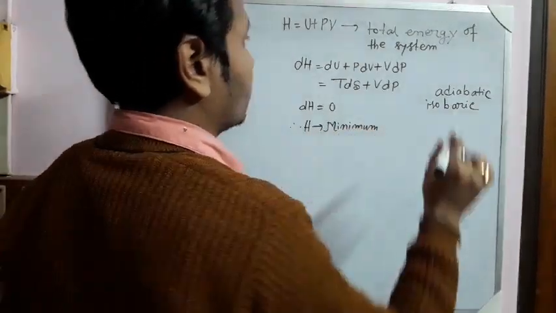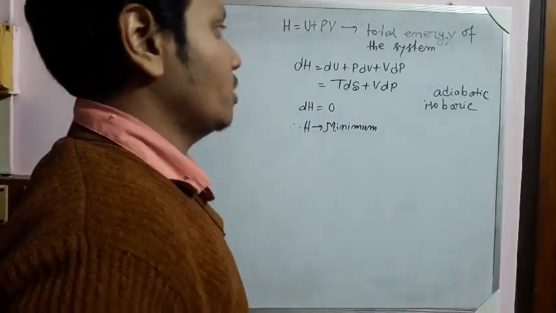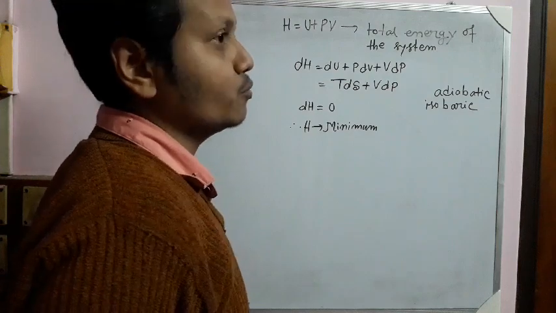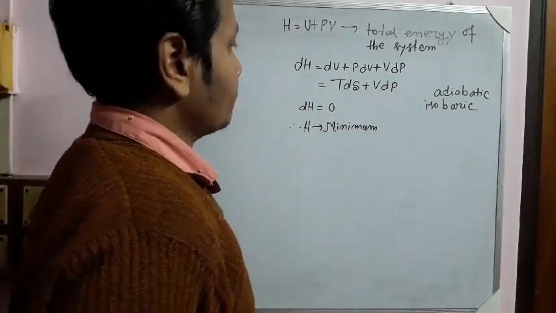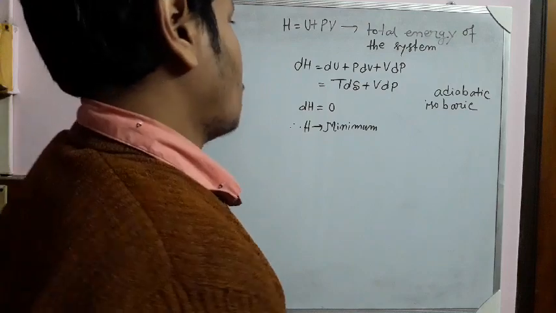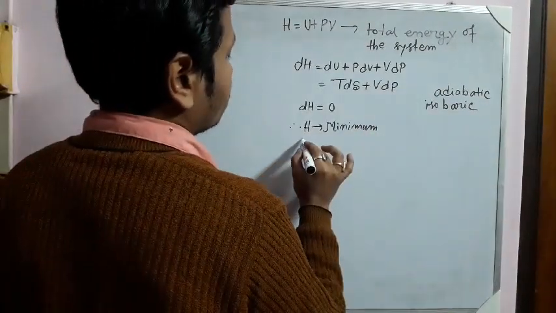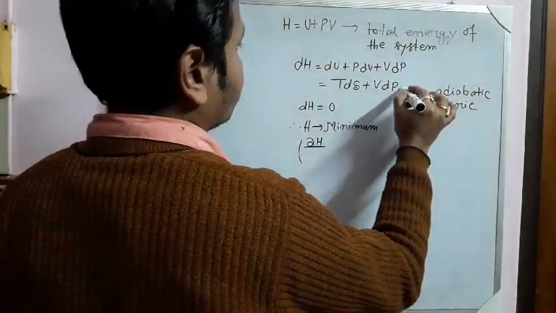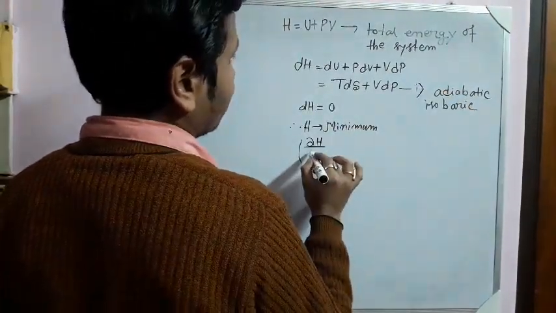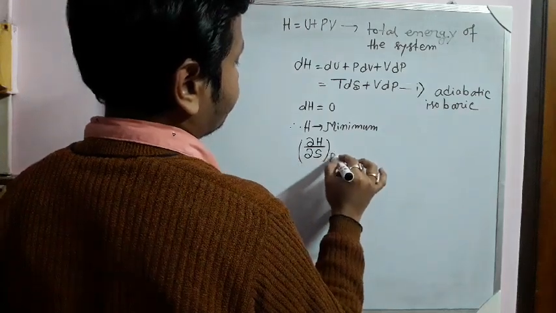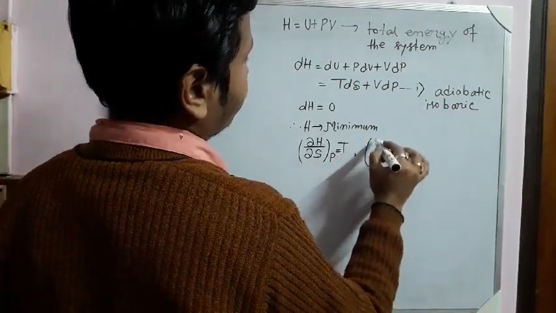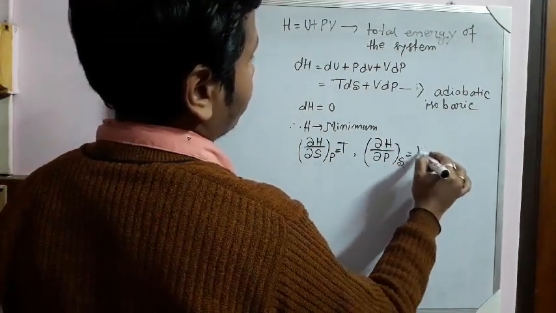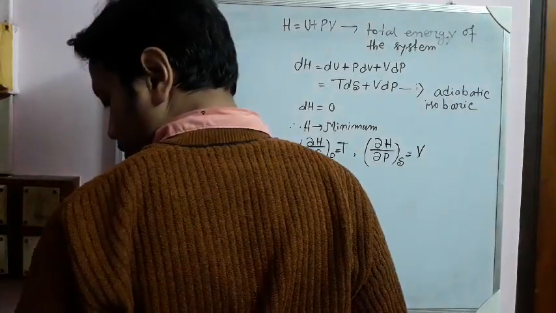H tends to minimum. So under this condition, when the process is adiabatic isobaric, the enthalpy of a system tends to minimum. Now what do we get from this equation? From equation 1 we get del H del S at constant pressure, that is T, and from this equation del H del P at constant S, what we get? That is V.